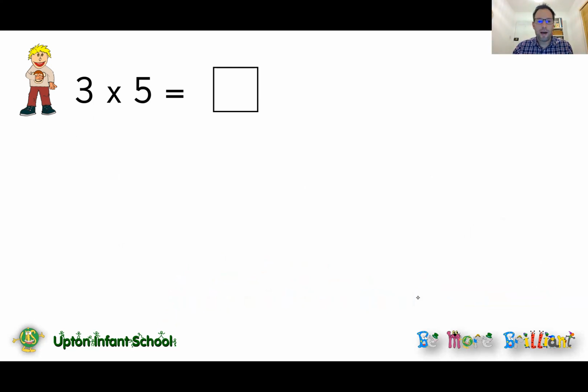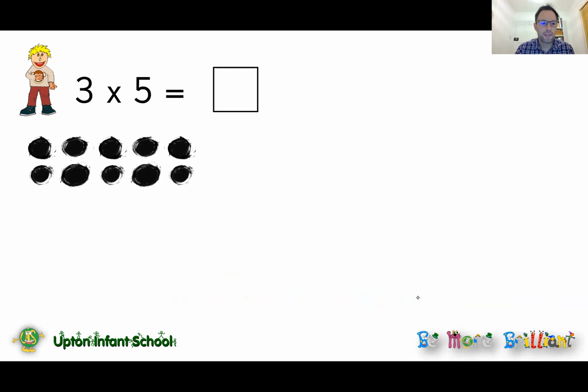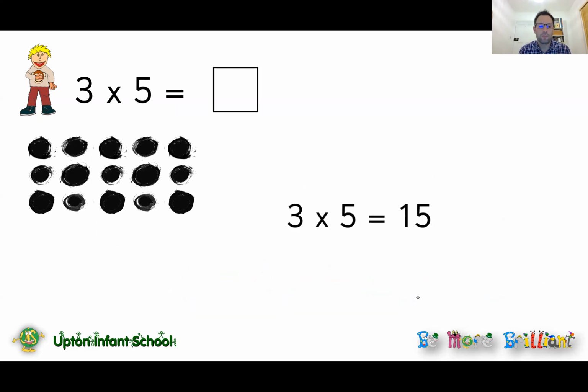Okay, how did you get on with that? Let's have a little look. So there is my first group of 5, my second group of 5, and my third group of 5. That is what your array should look like. 3 lots of 5. So my number sentence, 3 times 5, altogether that is 15 dots. 3 times 5 equals 15.